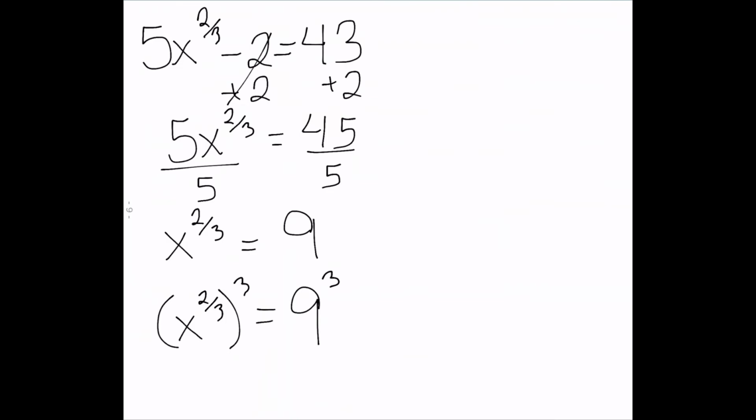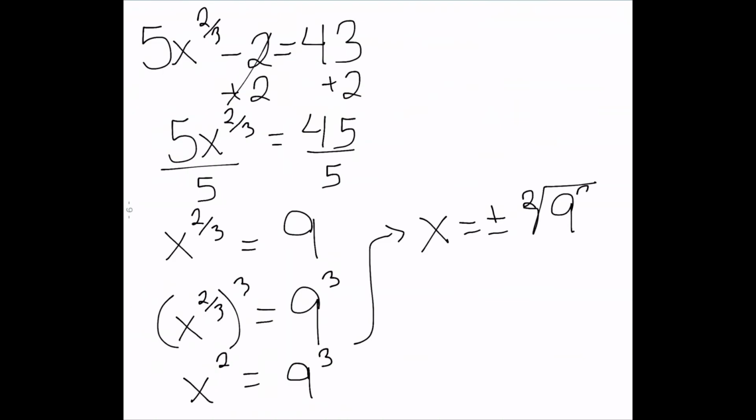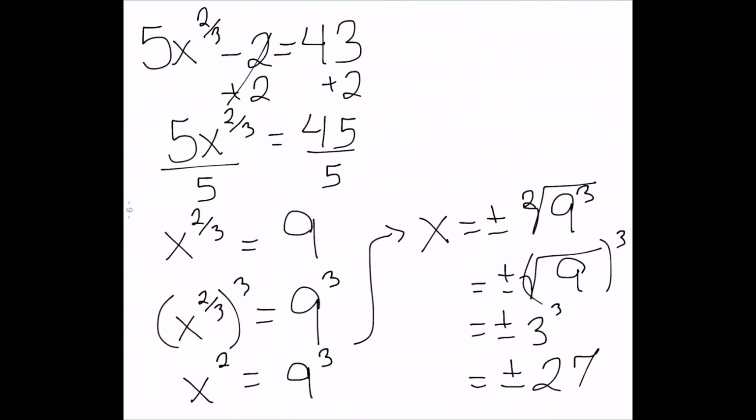When I raise a power to a power, I multiply, so this becomes x squared equal to, and I'm just going to leave this as 9 to the third for now. Since 2 is even, I can take plus or minus the square root of both sides. So I have plus or minus the square root of 9 cubed, which can be rewritten as the square root of 9 all cubed. We know the square root of 9 is 3. And 3 cubed is 27. So I get 27 and negative 27.